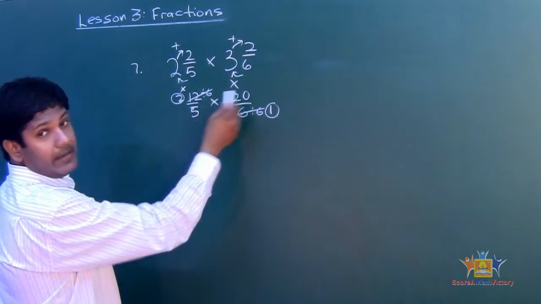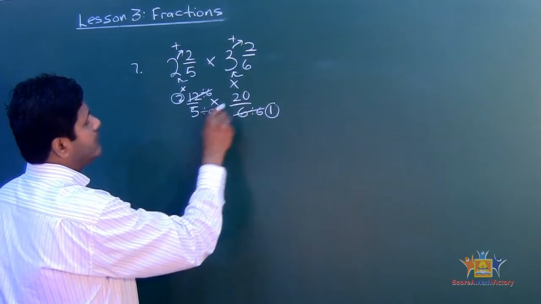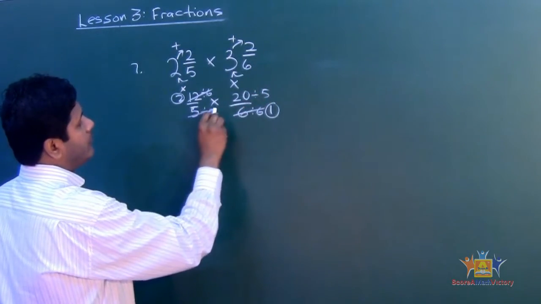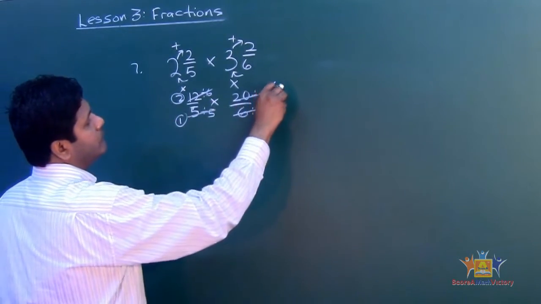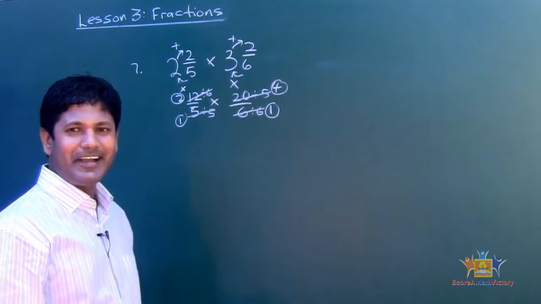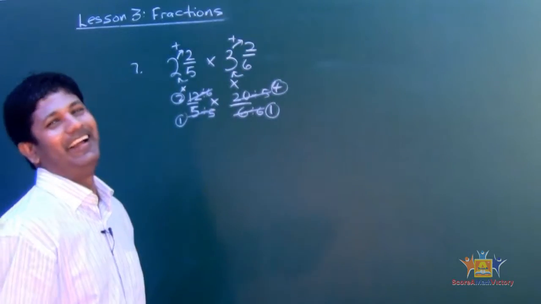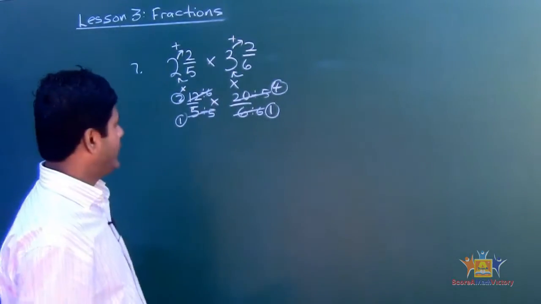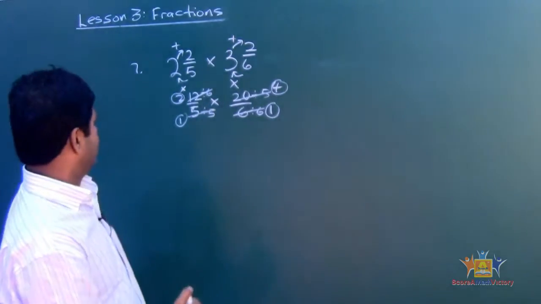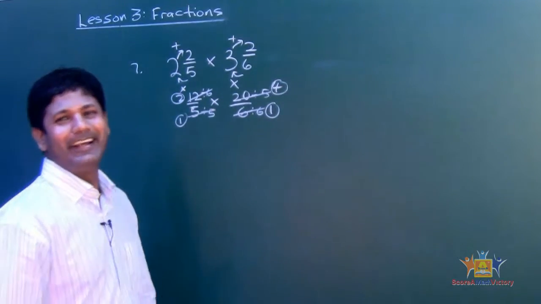This one, we can divide this by 5, divide this by 5. So this one becomes 1, and this one becomes 4. Good job. I heard that. You are quick. 20 divided by 5 is 4. 5 divided by 5 is 1. Very good. Okay, good job.